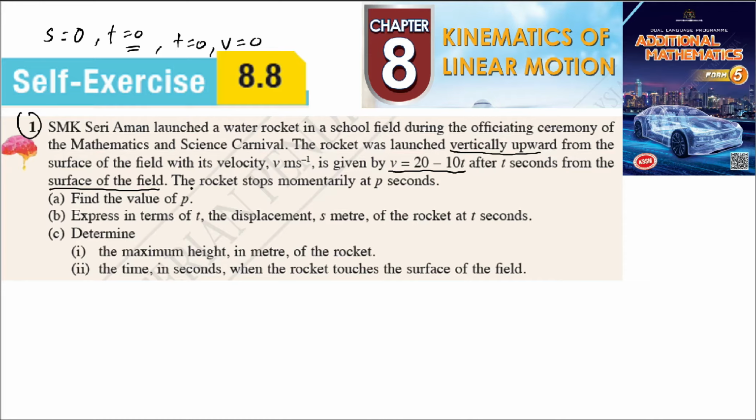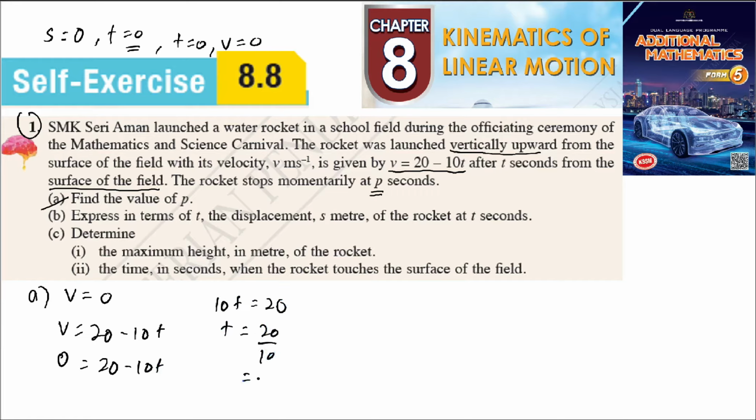It says that from the surface of the field, the rocket stopped momentarily at P second. Find the value of P. So we see here stop. What does it mean by stop? Stop means V is equal to 0, right? It's not moving. So basically, V is equal to 20 minus 10T. When V is equal to 0, 10T is equal to 20, T is equal to 20 divided by 10, which is 2 seconds. So the value of P is equal to 2.